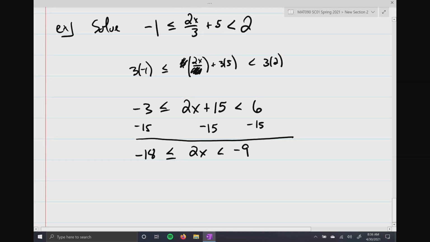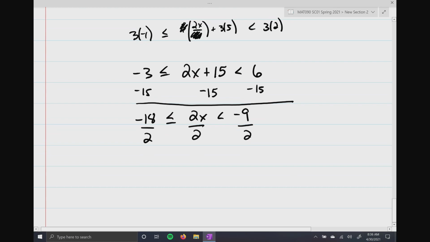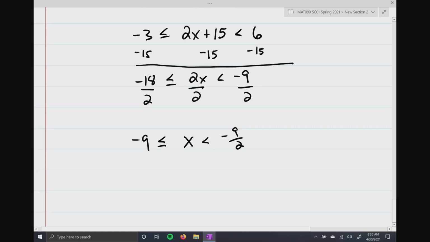And then I divide everything by 2. So negative 18 divided by 2 is negative 9, which is less than or equal to x, which is less than negative 9 over 2. Now, all I'm going to do is graph. I know that x is going to be contained inside negative 9 and negative 9 over 2.